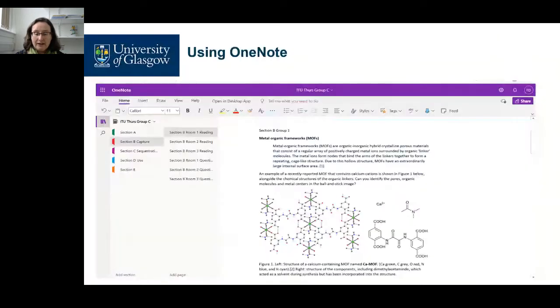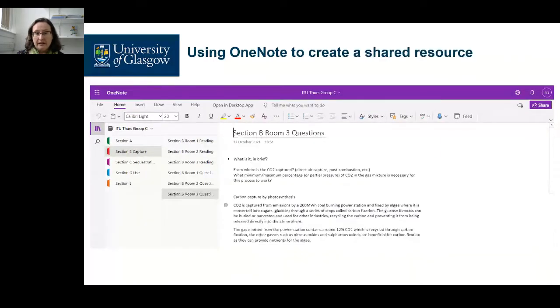Another challenge we had was that these were normally held face-to-face, but because of the pandemic, we had to go online. So we changed to using OneNote. And one of the good things about using this is we could create a common document for the whole group, and each subgroup had their own reading to do, and then they had their own questions to answer. And they were all able to create a common resource by typing on the same document, and that meant at the end of the session, everybody had a complete set of notes to take away and use for the assessment.